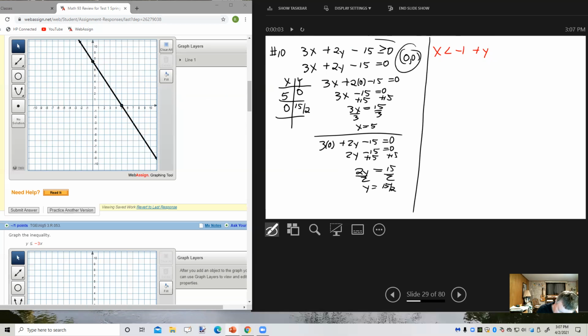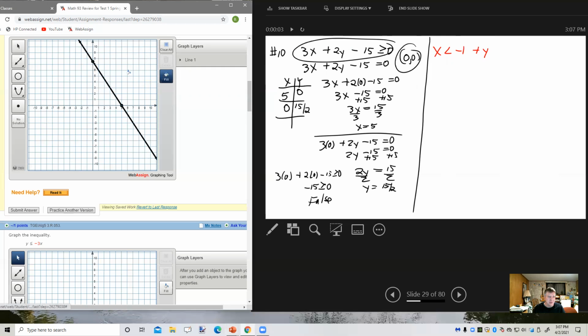So we'll plug that into here, and we get 3 times 0 plus 2 times 0 minus 15 greater than or equal to 0, negative 15 greater than or equal to 0. That's false. So 0, 0 is not correct. So it's going to be on this side. It's going to be above. So above. Okay.